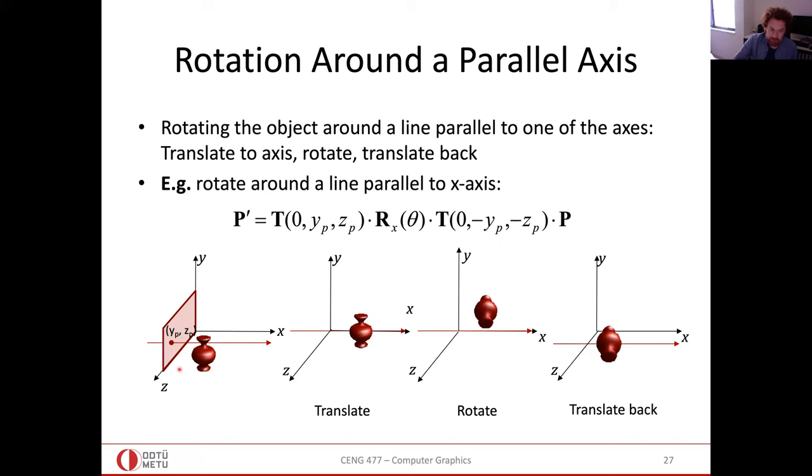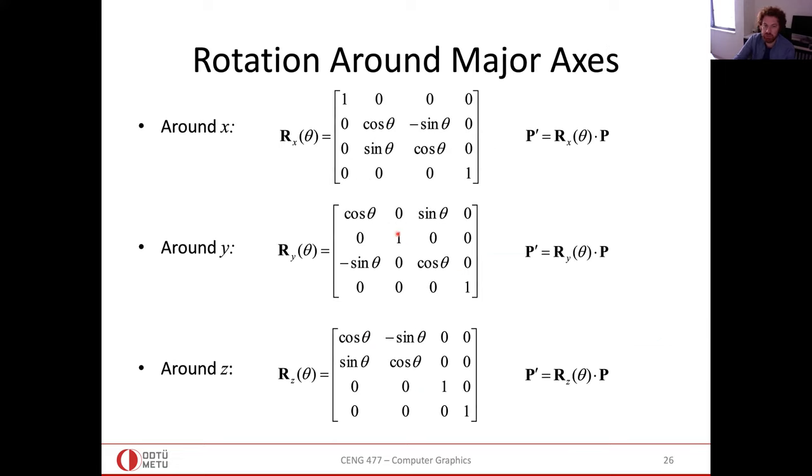All I need to do is move this point, yp, zp, to the origin, and if I apply that translation to all other points, they will go to the x-axis. And this point will go to 0, 0, 0. Since this is parallel, all other points will land exactly on the x-axis. So that is the first transformation: move it using the negated version of the yp and zp coordinates. Then, since I am on the x-axis, I can apply my x-axis rotation, which is well defined here.